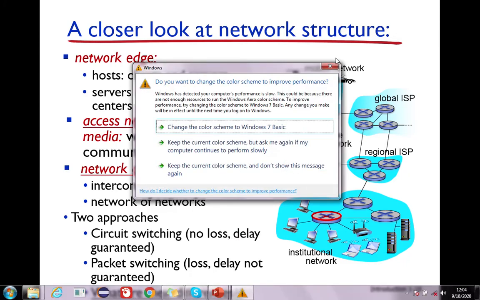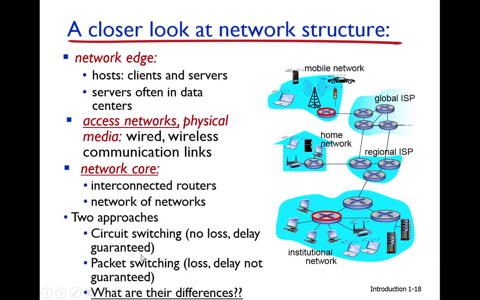This circuit switching is used in PTCL, the public switched telephone network, and mobile phones. The packet switching thing is like the GT road. There can be loss. Maybe you have an accident with someone else and you are lost. And delay is not guaranteed. Sometimes you can move from Lahore to Islamabad in 6 hours, but sometimes it can take 10 hours, sometimes it can take 2 hours. It depends on the congestion. So these are their differences.